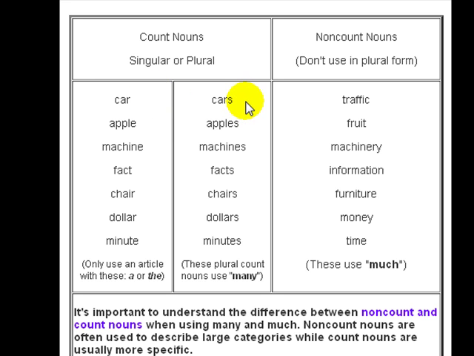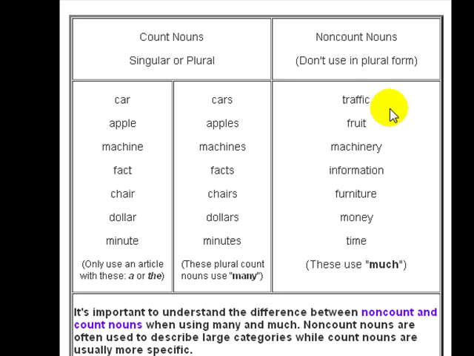This is the plural form, and this is where many comes in. Here we use many with these count words. There are many cars on the highway. There are many apples in the basket. There are many machines in the factory, and so forth.